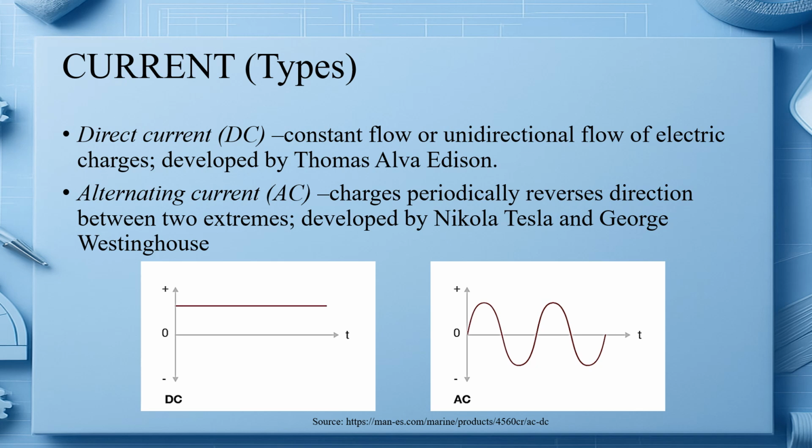And then for alternating current or AC, charges periodically reverse direction between two extremes. So DC current was developed by Thomas Alva Edison, while the alternating current was developed by Nikola Tesla and George Westinghouse. Typically, direct current can be found in batteries. And alternating current, you can find this in your outlets or the one flowing in your home or school.